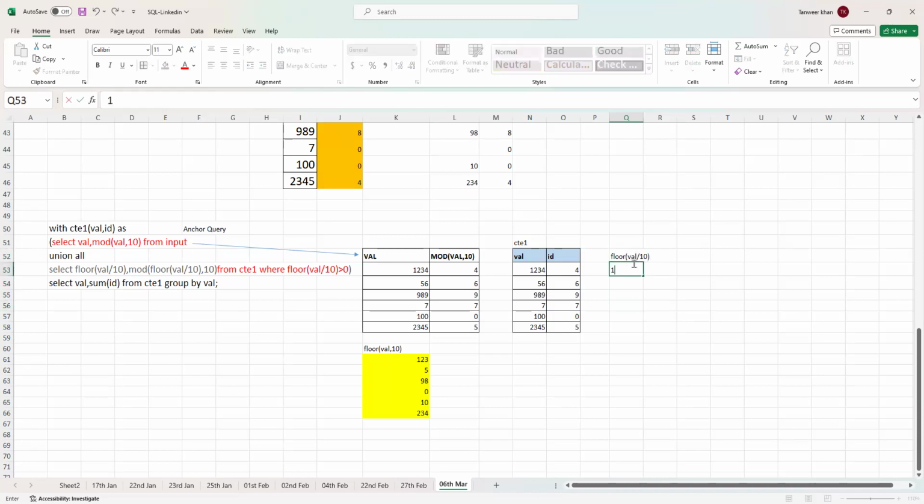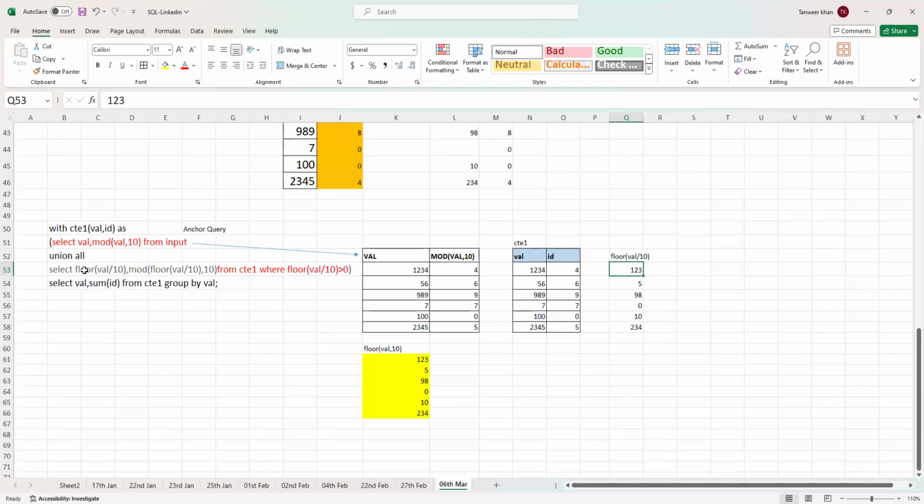It will be 123, this will be 5, this will be 98, this will be 0, this will be 10, this will be 234, right? Now for each and every record, the engine will check which is satisfying this condition. Do you think this record is satisfying this condition? Is this 123 greater than 0? Yes.